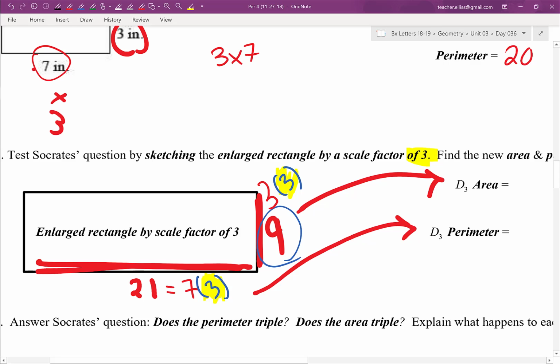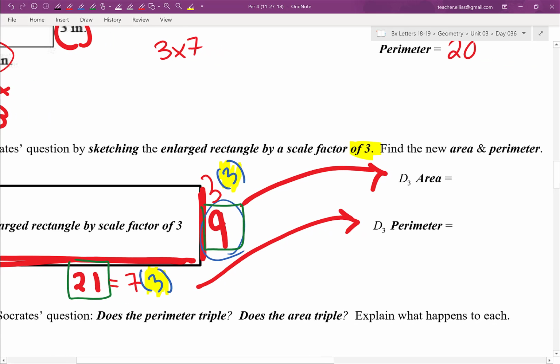So if we use these numbers now, if we use 21 and 9, what's my new area? 189, because 21 times 9 is 189, right? Let me do it that way. 21 times 9 equals 189, yeah? All right, what's my new perimeter? 66. Okay.